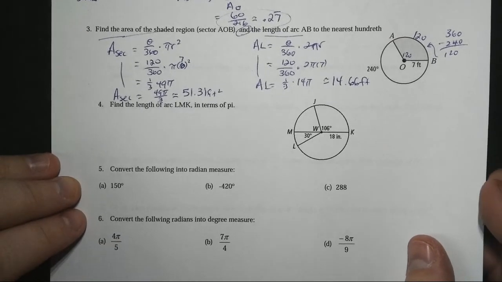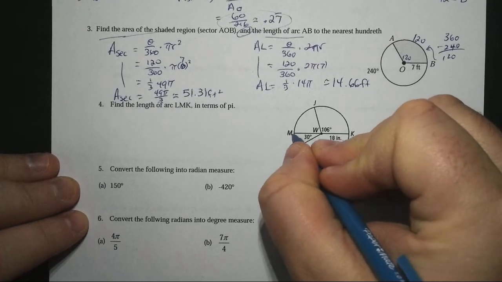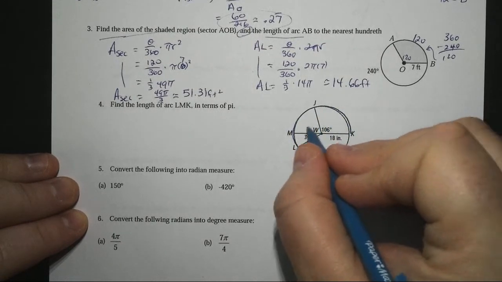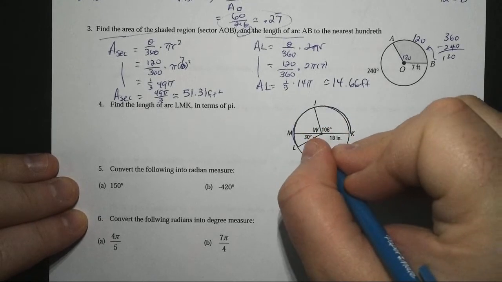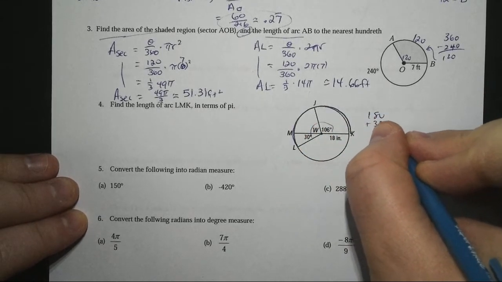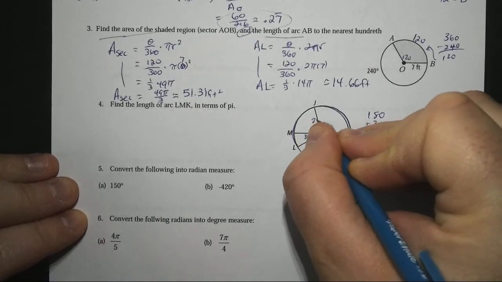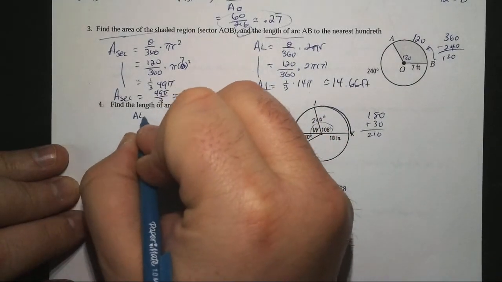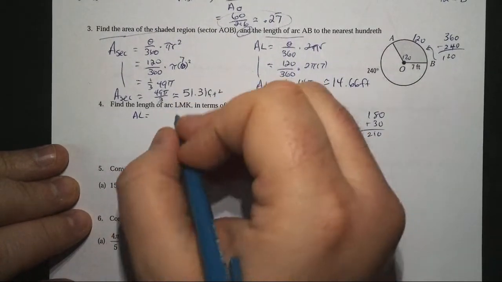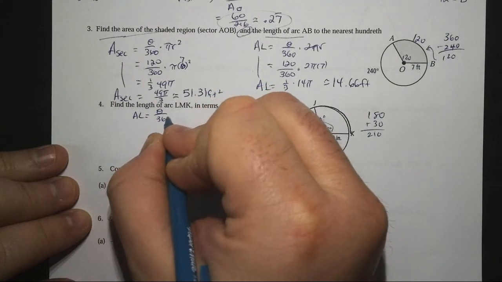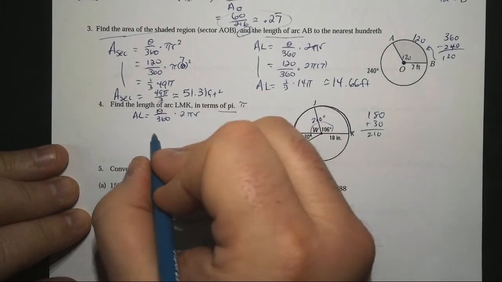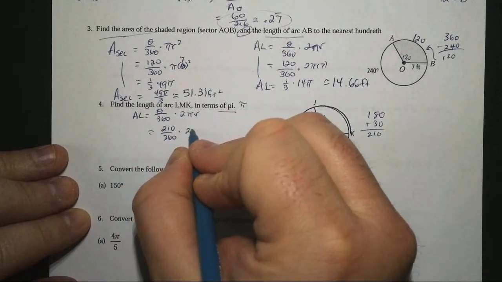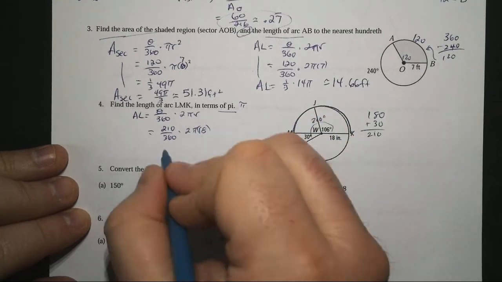Number 4, find the length of arc LMK. So LMK, remember, travels from L through M all the way to K. This is 30 degrees. This is 180. So this arc and the angle, formed from there to there, is this 180 plus 30, which is 210 degrees. All right. Now the radius we already know is 18. It's shown. So the length of the arc in terms of pi, once again, is theta angle over 360 times 2 pi r. So we're going to go with 210 over 360 times 2 pi times 18.